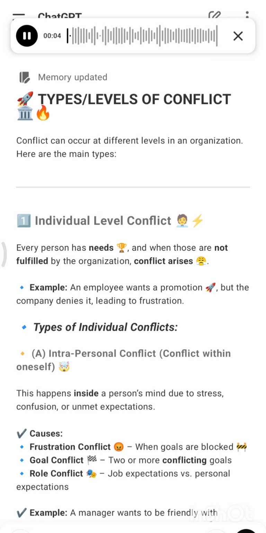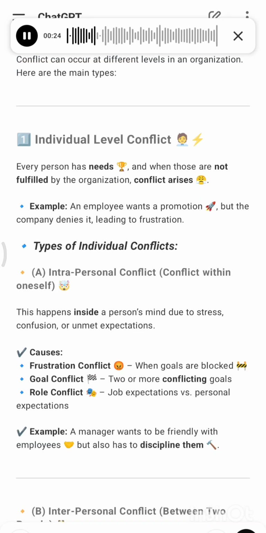Conflict can occur at different levels in an organization. Here are the main types. 1. Individual level conflict. Every person has needs, and when those are not fulfilled by the organization, conflict arises. Example, an employee wants a promotion, but the company denies it, leading to frustration.